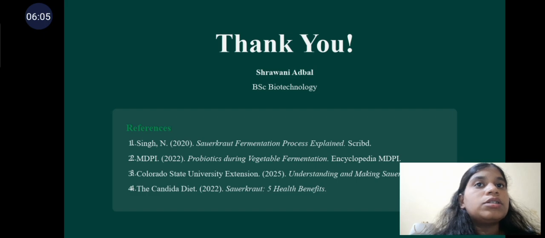To conclude, sauerkraut is a nutritious fermented food prepared by natural lactic acid fermentation. It is easy to prepare, has a long shelf life, supports gut health, strengthens immunity, and provides important vitamins and probiotics.